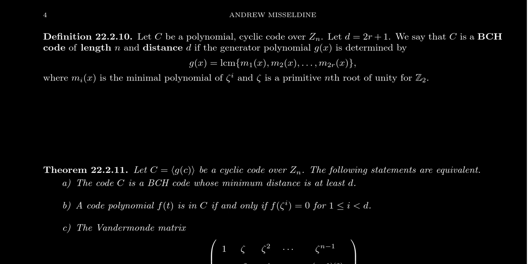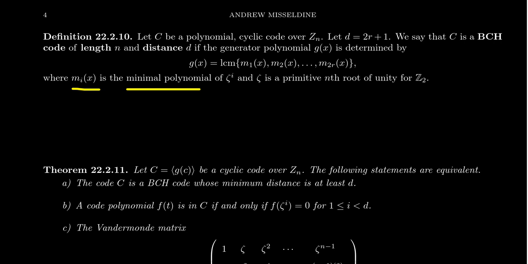We've seen previously that cyclic codes are uniquely determined by a single minimal generating polynomial, which is the generator of the principal ideal that is the code. Call that element g of x, our generator polynomial. Then we say that the cyclic code is BCH if the generator g of x is the least common multiple of the polynomials m_1(x), m_2(x), m_3(x), all the way up to m_2r(x), for which, for the sake of this definition, m_i(x) is the minimal polynomial of zeta^i, where zeta is a primitive nth root of unity over Z_2.